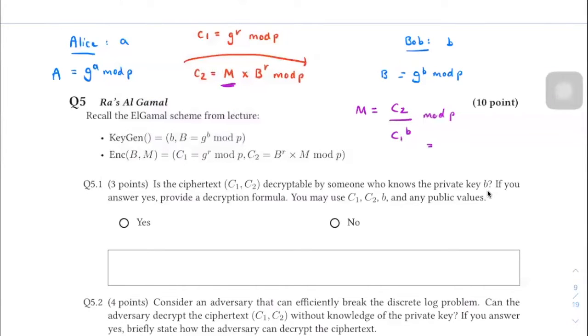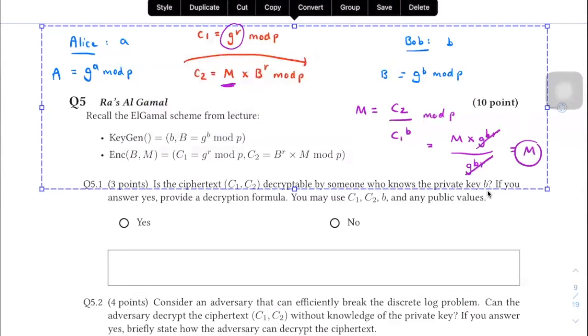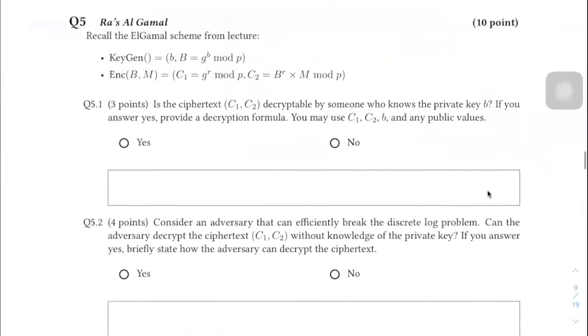If we expand this, C2 is M times G to the BR, and C1 is G to the R. When we raise that to the B, we get G to the BR. We notice this part cancels and he ends up getting M. So that's how Bob decrypts. Okay, with that setup ready, we can dive into the questions.